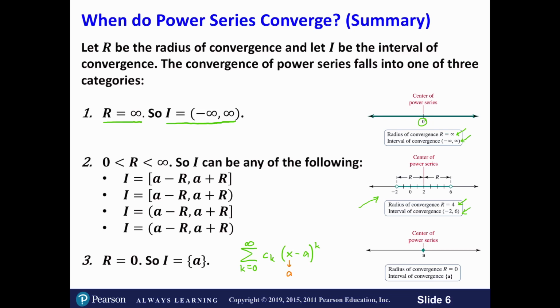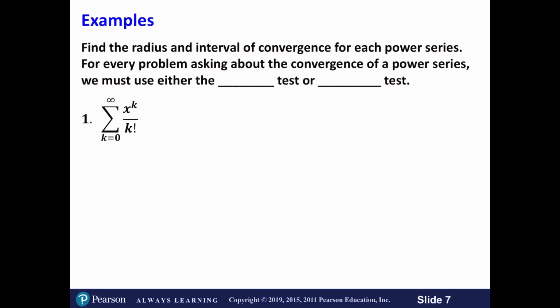So the basic idea here is that you always start off with this power series, and then you have to ask yourself, for which values of x does this thing yield a finite number? And I claim to you that there are only 3 possibilities. All right, so let's explore some examples. We're going to find the radius and the interval of convergence for each of these power series.